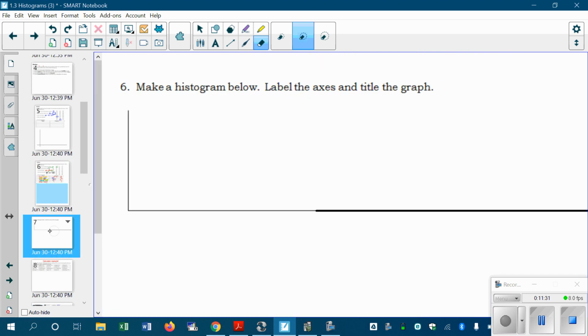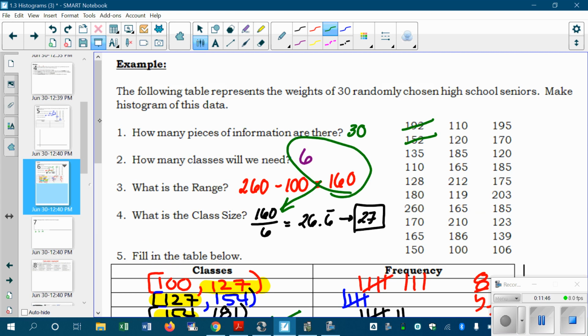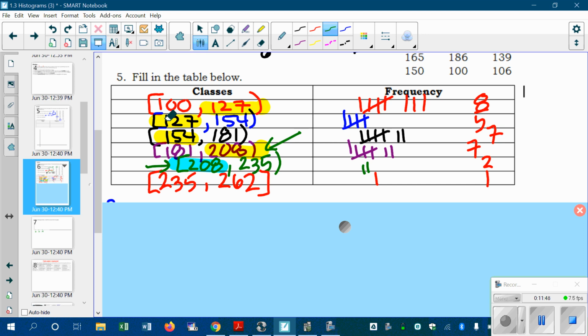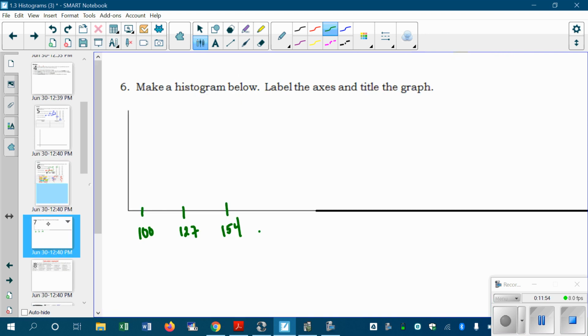So on the bottom, you're going to write out what your classes were. Okay, where am I getting these numbers from? These exact numbers are right in here, right? What I figured out counting by 27. So 100, 127, 154, 181. Those same numbers are going to be what I use across here.